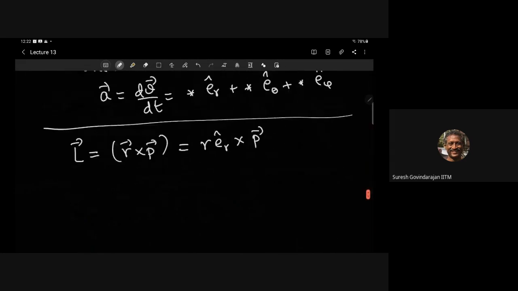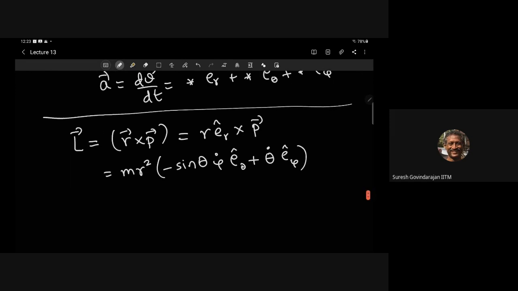So when you do the cross product, you will get m r squared times minus sine theta phi dot e_theta cap plus theta dot e_phi cap. The reason there cannot be an e_r cap term is that e_r cap cross e_r cap is 0. So this is a very trivial thing, but we'll also compute one more thing.